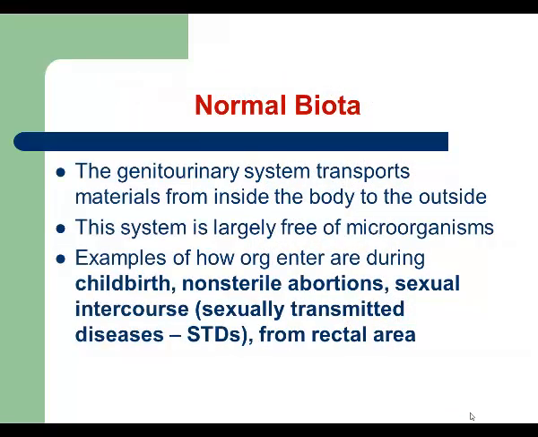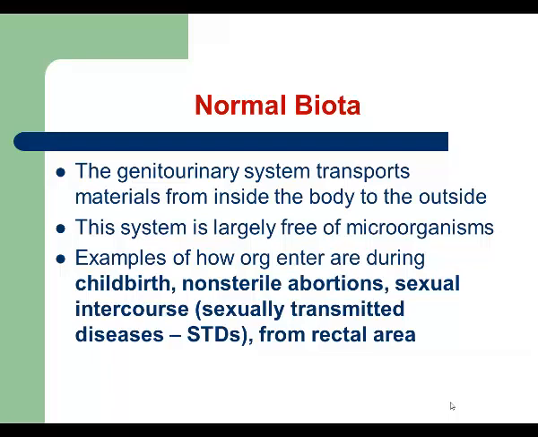We start with the normal biota of the genitourinary system, and you probably remember we already talked about it in previous lectures: the only area where normal biota in a female's reproductive tract can be found is the vagina, but not too many organisms. In the urinary system, the only area where normal biota can be found is the lowest third of the urethra. Because the genitourinary system transports materials from inside the human body to outside, this system is not infected as often as, for example, the respiratory system.